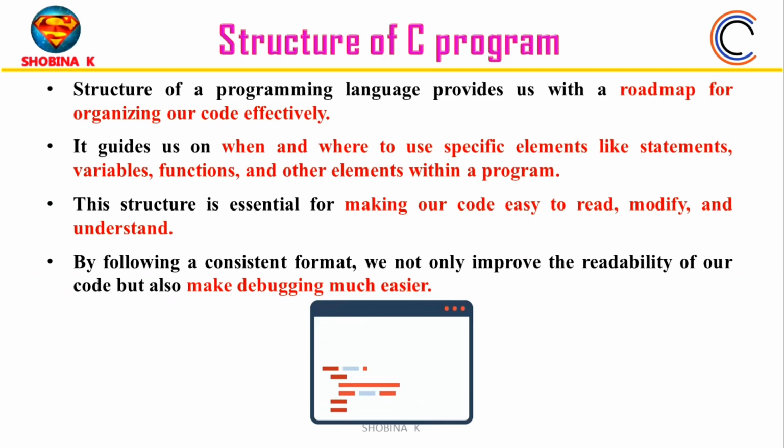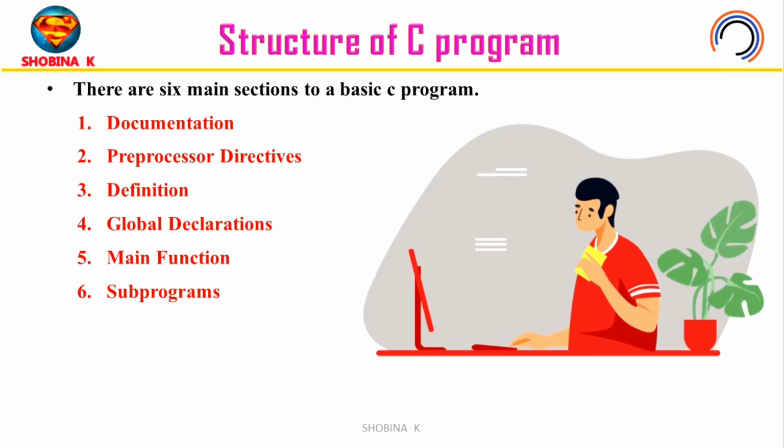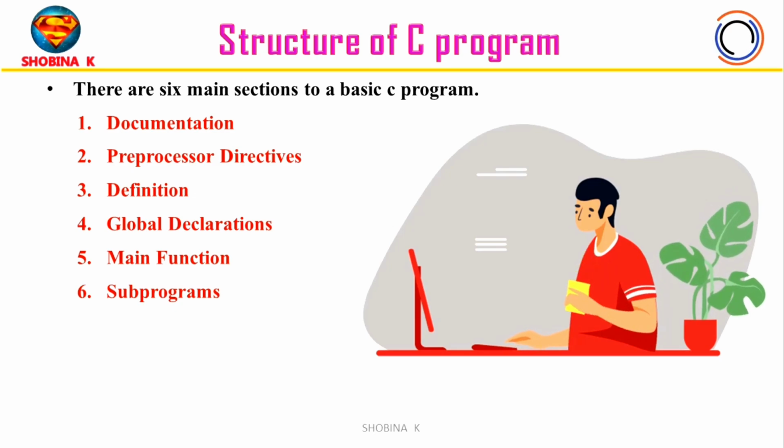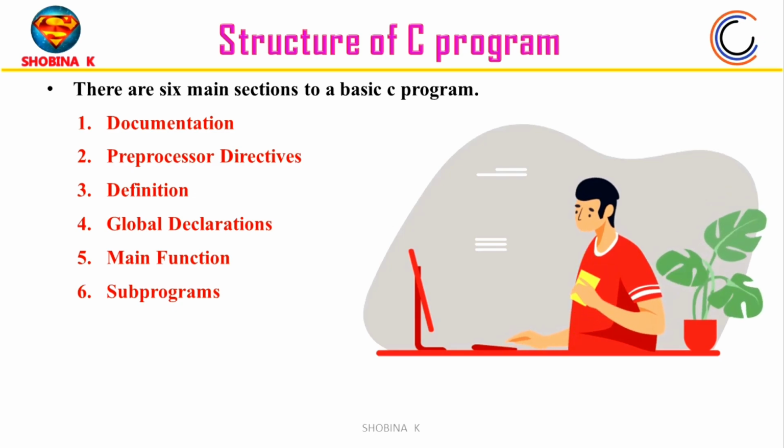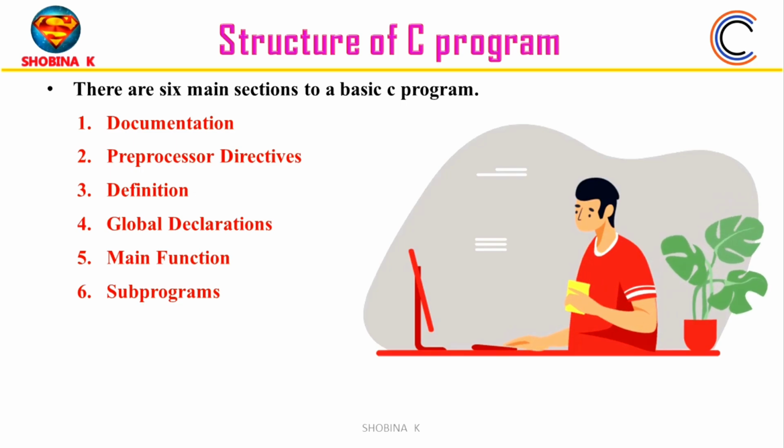Understanding the structure of a programming language is important because it provides a roadmap for organizing our code. It tells us where to place statements, variables, functions, and other elements within a program. It not only helps us understand the language better, but also improves our ability to write code without errors. The basic structure of a C program is divided into 6 parts. Each serves a specific purpose in program's execution. Now let's understand the roles and importance of each section in detail.